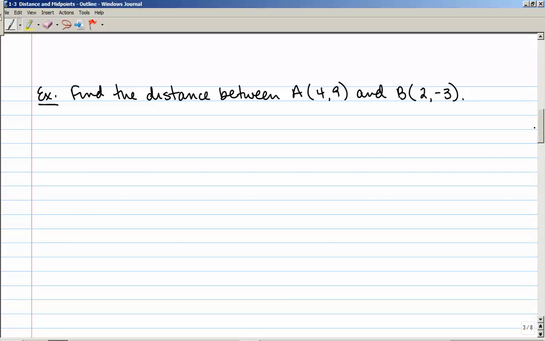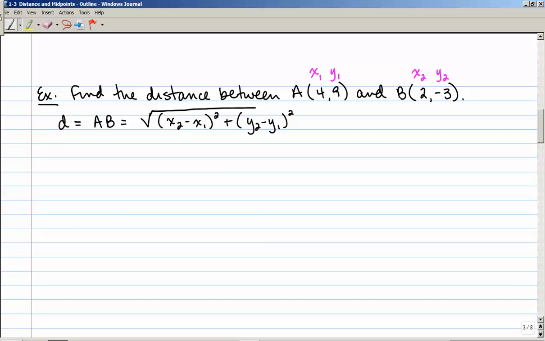So let's give it a try here. Find the distance between points A, which is at 4, 9, and B, which is at 2, -3. And if you need to, remember when we first learned slope, we did this to help us out a little bit. Feel free to go ahead and do that, if you need to, the first couple times you use the distance formula. So the distance formula is going to be the length of segment AB, which is the square root of x2 minus x1 squared plus y2 minus y1 squared, and then take the square root of the whole thing.